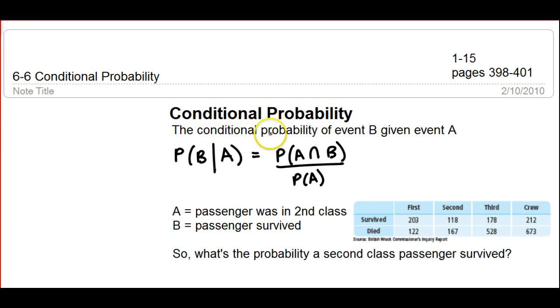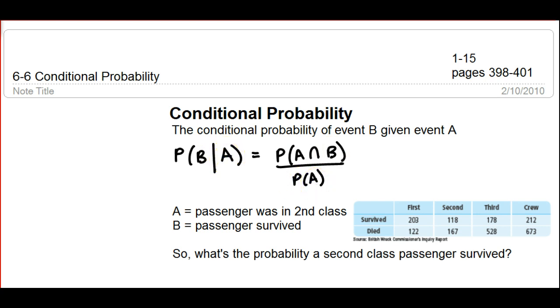Conditional probability of event B given event A is calculated as the probability of A intersect B, remember that intersect means where they overlap, divided by the probability of event A. So the order that these are in does make a difference. The first thing that's mentioned is going to be part of your numerator, and the second thing that's mentioned is going to be the denominator.